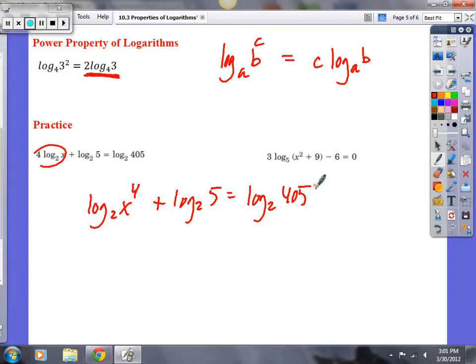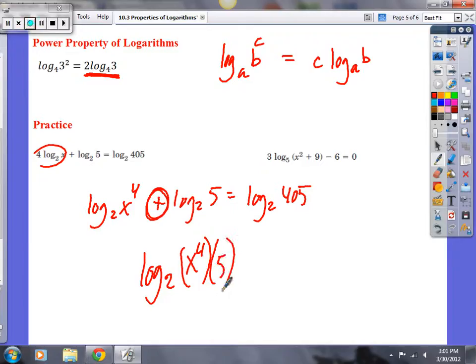Now if you stare at that, we're going to use another property, so this ties in 2 properties. When you are adding 2 logs, you can rewrite these 2 logs and express them as 1 log. And that 1 log is going to be log in base 2 of x to the 4th times 5.